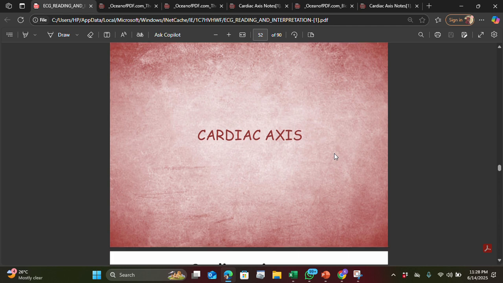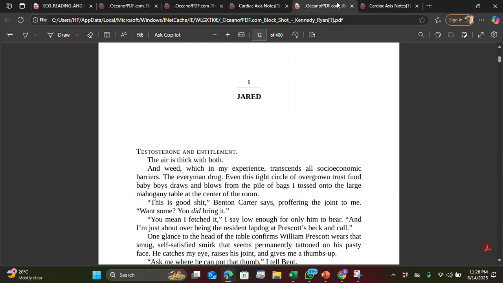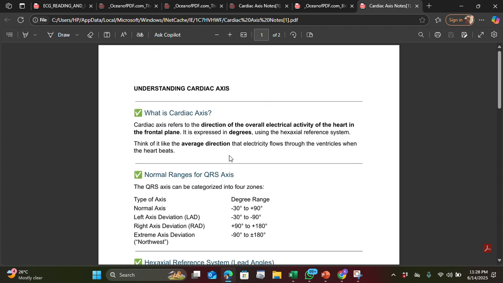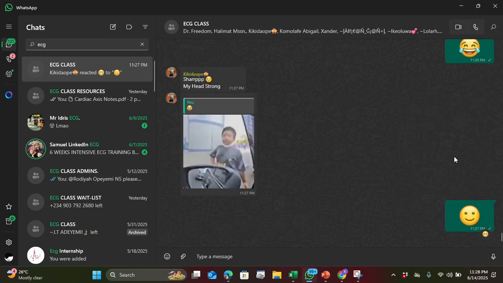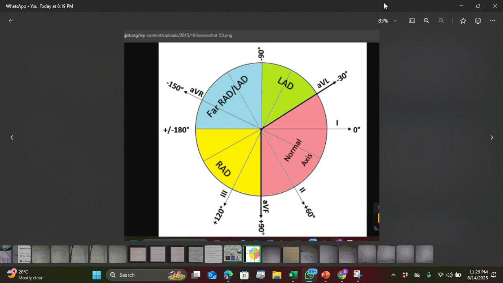So basically, we treated cardiac axis in class today, and the definition of cardiac axis is just the direction of the overall electrical activity of the heart, and it is measured in degrees. Think of it like a compass, a direction that electricity flows in the ventricles. This is the chart showing everything we are going to be doing about cardiac axis. This chart we are going to be working with most of the time.